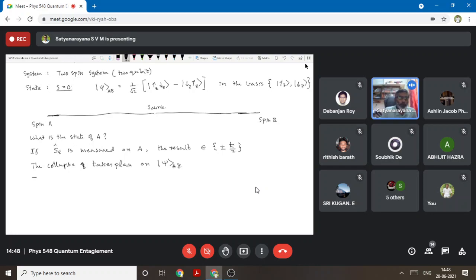That means if the measurement of Sz on A yielded a result, let's say plus h cross by 2, this implies the state psi AB changes to up Z, down Z. That is the function because the first function is up Z. So this is how it changes.